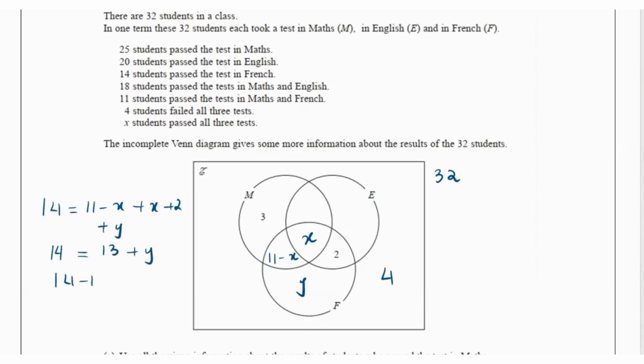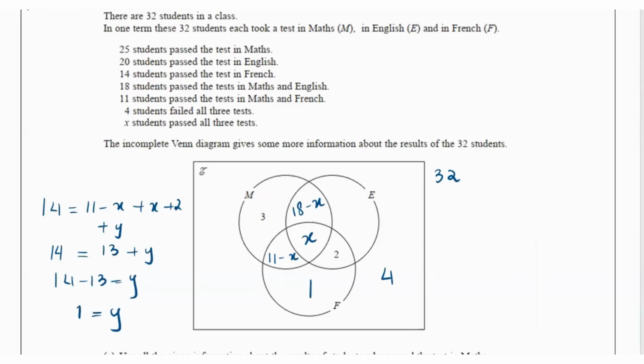So 14 minus 13 is y, and that's 1. So only one person passed just French. So let's write this as 1. Then it says that 18 students passed tests in maths and English. So maths and English is all of this. So this is going to be 18 minus x.